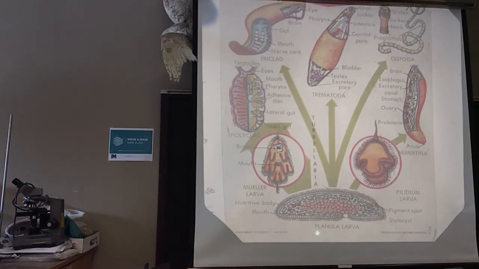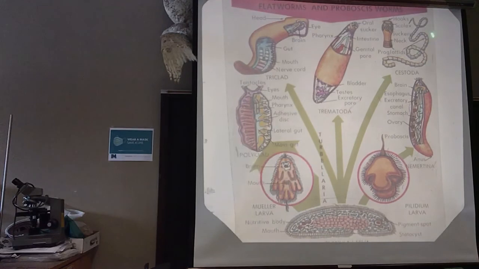There's the larva, which has the same name as the larva in the cnidarians. Here's your, actually that's a different one. Here's a fluke, here's a turbellarian. There's a couple of other things on here that we're going to ignore. And here's a tapeworm.